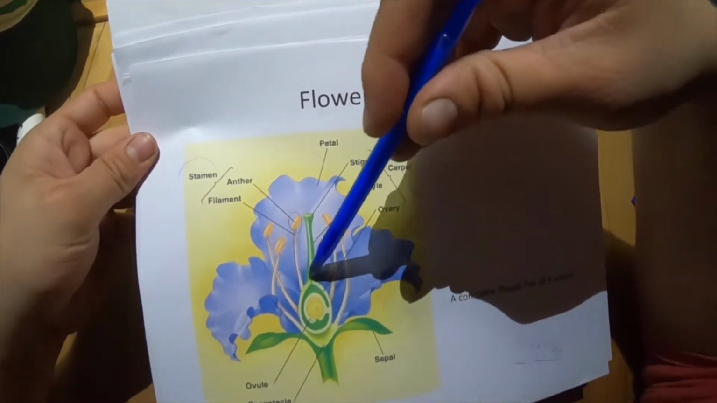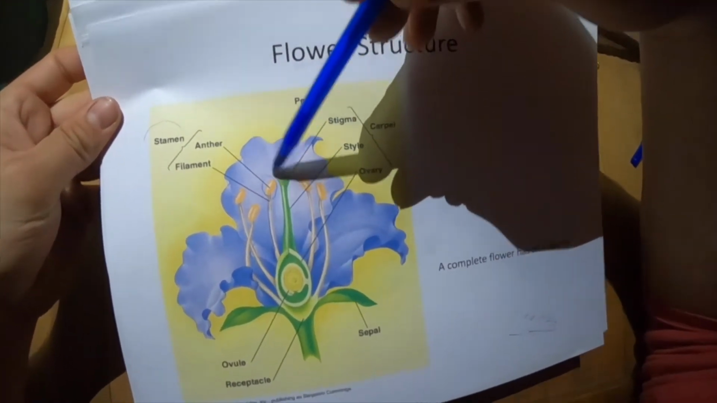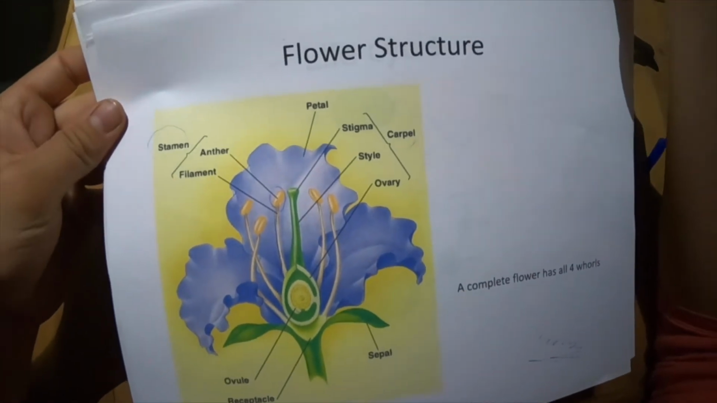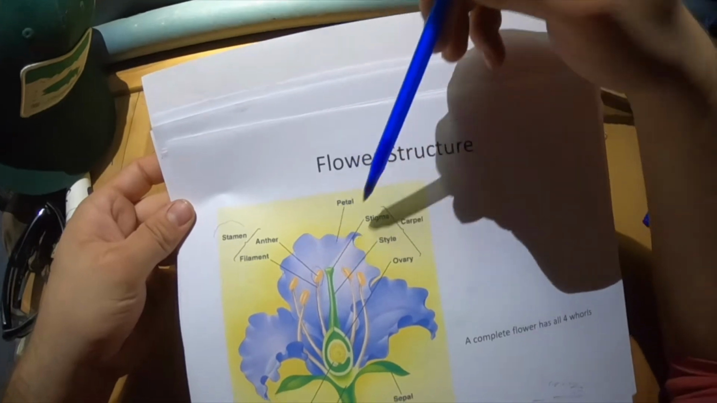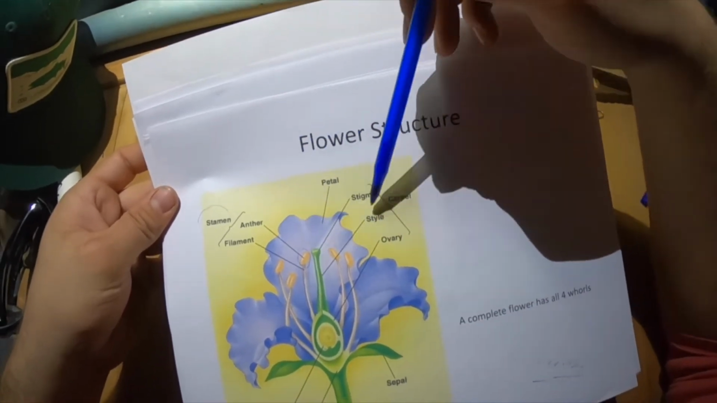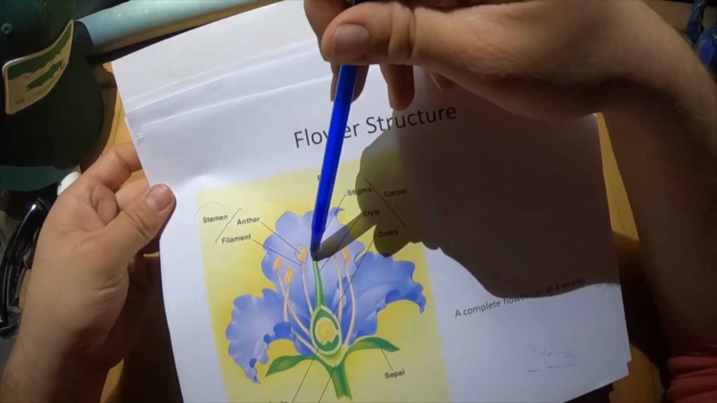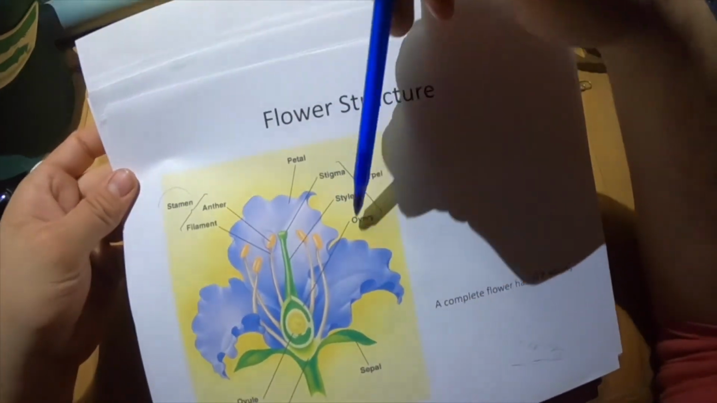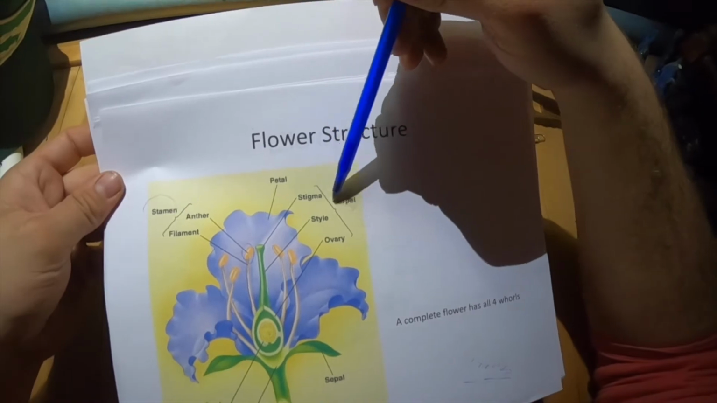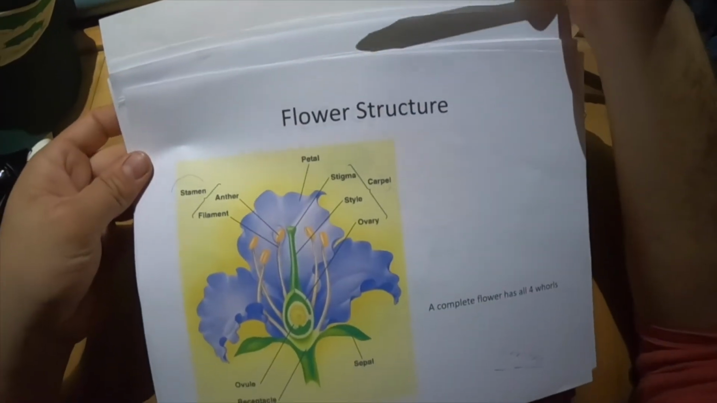This middle green part, the big circle and the long green thing up the middle, are the female organs of the plant. The very tip of the green is the stigma. The long green part is the style. The middle green part is called the ovary, and together they are all called the carpel.